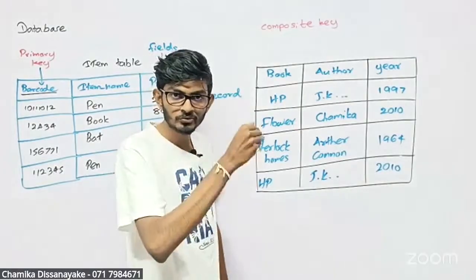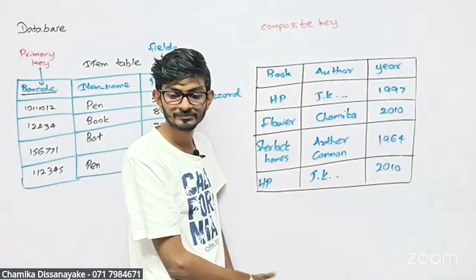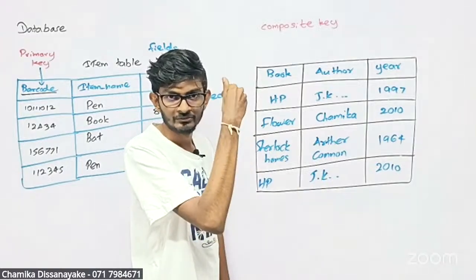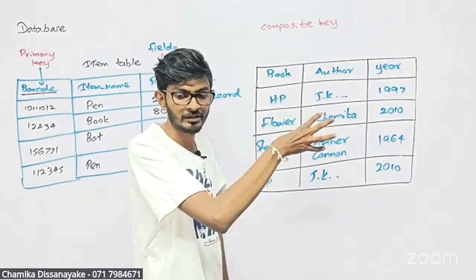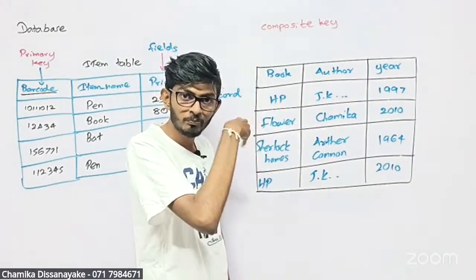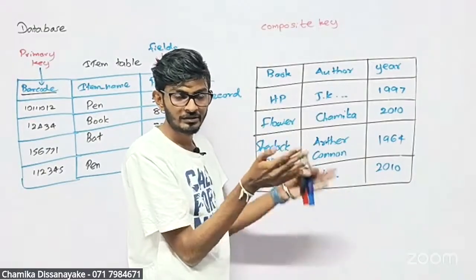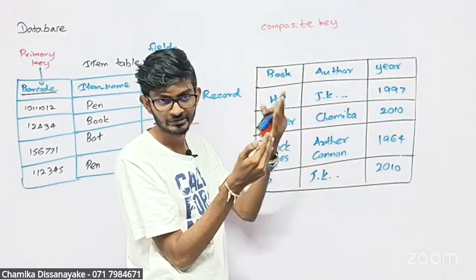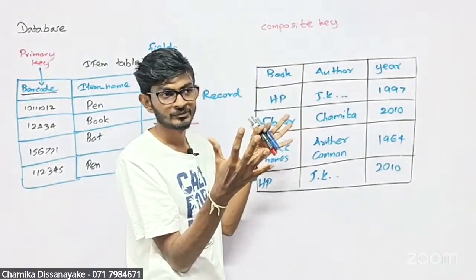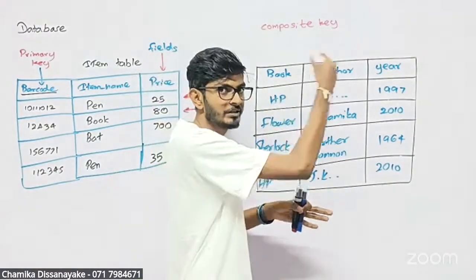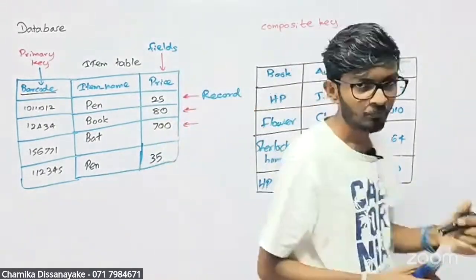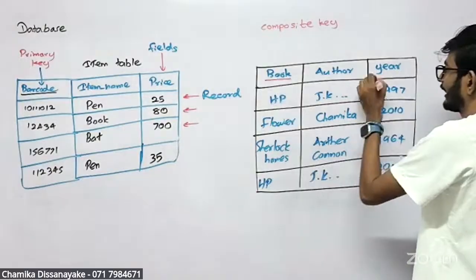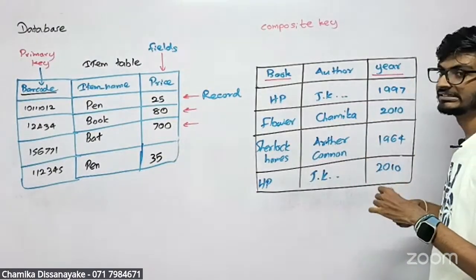So will the same book be published in the same year? No, it won't happen. Harry Potter will be published in January 1997, and the second edition of the same book won't be published in the same year, because there should be some sort of time period to sell the first edition. So that means the same book won't be published in the same year. So in that case, we can combine this one and the year to form a primary key.